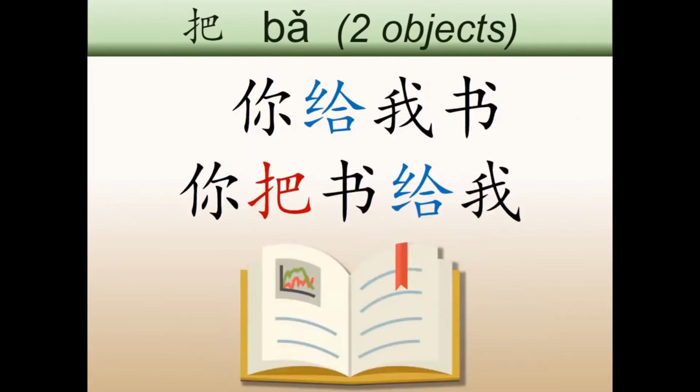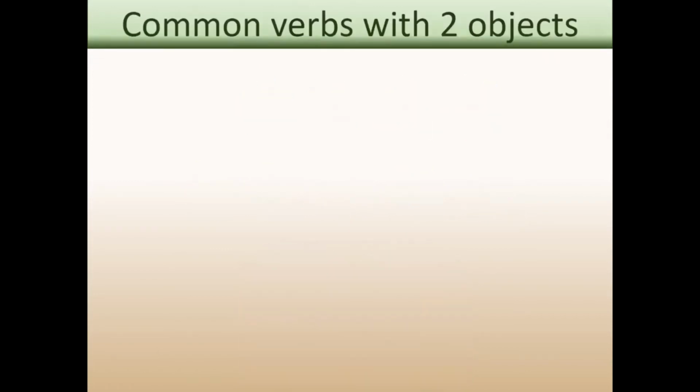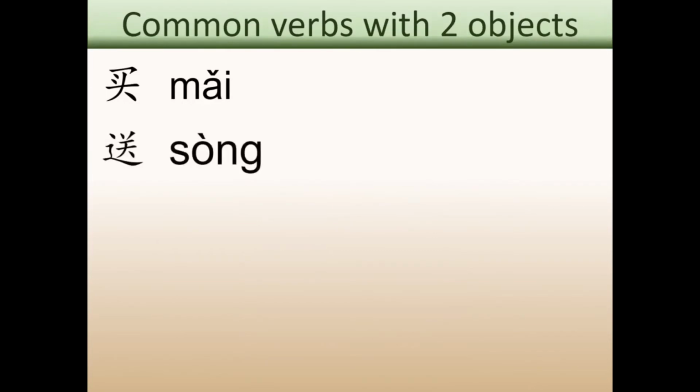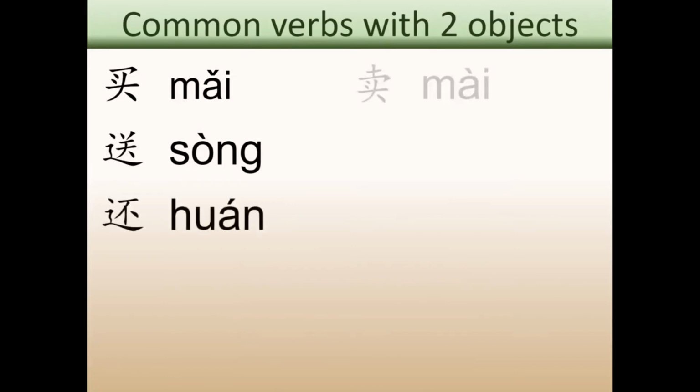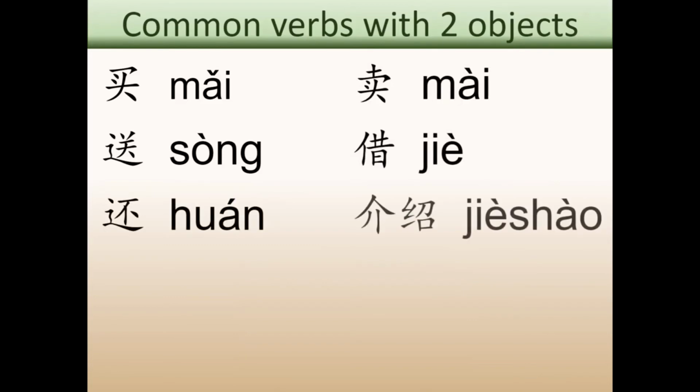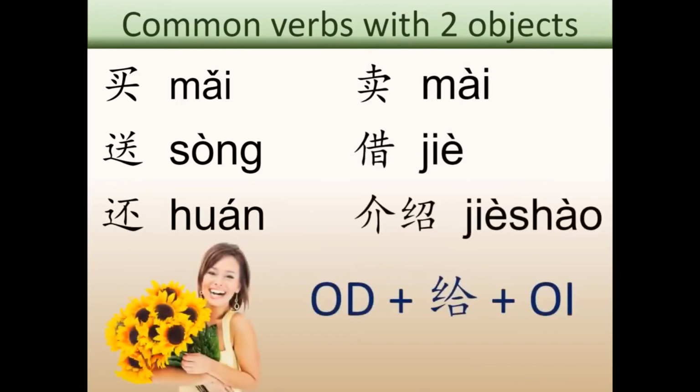Why do we use 把 in this type of sentences? If we look at the first sentence, 你给我书, we have two objects together, 我 and 书. So with the use of 把, we clarify the meaning of this sentence. 你把书给我, give me the book. The first sentence wouldn't be correct in Chinese. The second one is correct. Here we have a list of common verbs with two objects. For example, 买, we buy something for someone. 送, 还, 卖, 借, 介绍. So we will have a direct object, and then 给 introducing the indirect object.